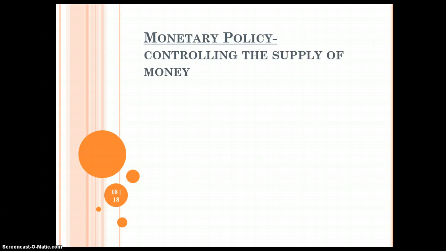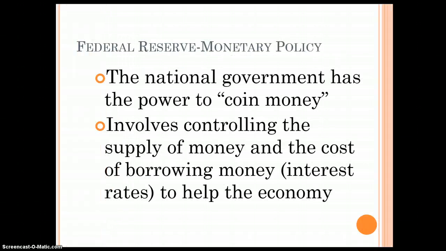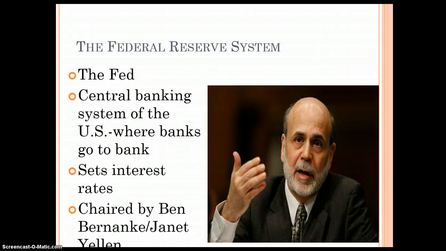All right, we're going to switch over to monetary policy. Monetary policy is controlling the supply of the money, and the group that controls the supply of money is the Federal Reserve. So anytime we talk about monetary policy, the Federal Reserve is the group that makes monetary policy. So the national government has the power to coin money, and so that involves controlling the supply of money and the cost of borrowing the money.